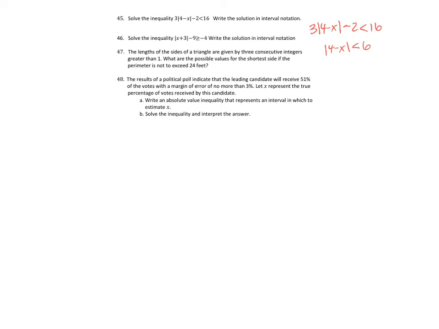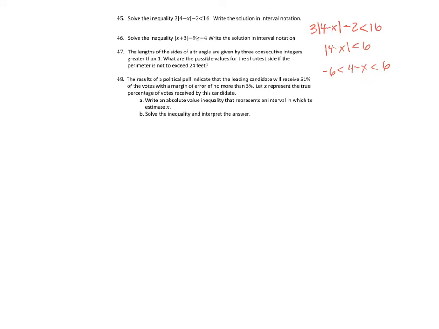And so here I have that the absolute value of 4 minus x is less than 6. And so what that means is I can say that 4 minus x is in between 6 and negative 6. And so that's how I would remove that absolute value there.